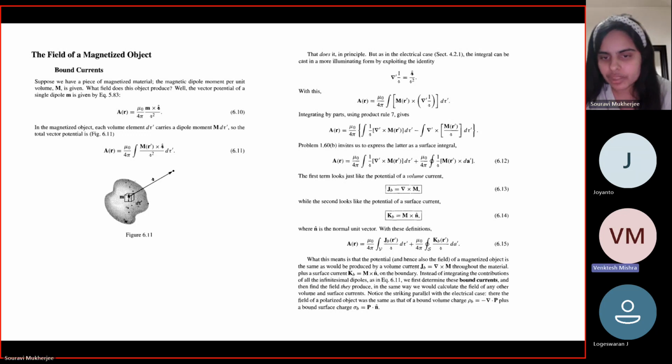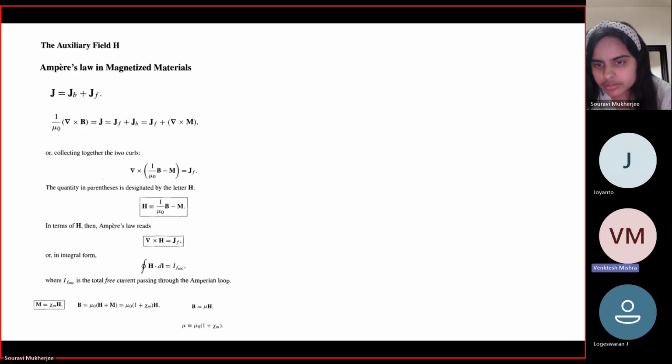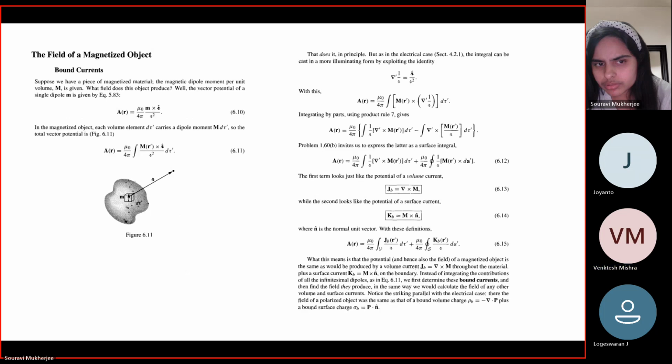Ma'am, in the second page, yes, this expression, A of r is equal to mu upon 4 pi. Just show the slide, ma'am, please. Above equation 6.12 we get the minus sign, and in equation 6.12 we get the plus sign. How do we do it?